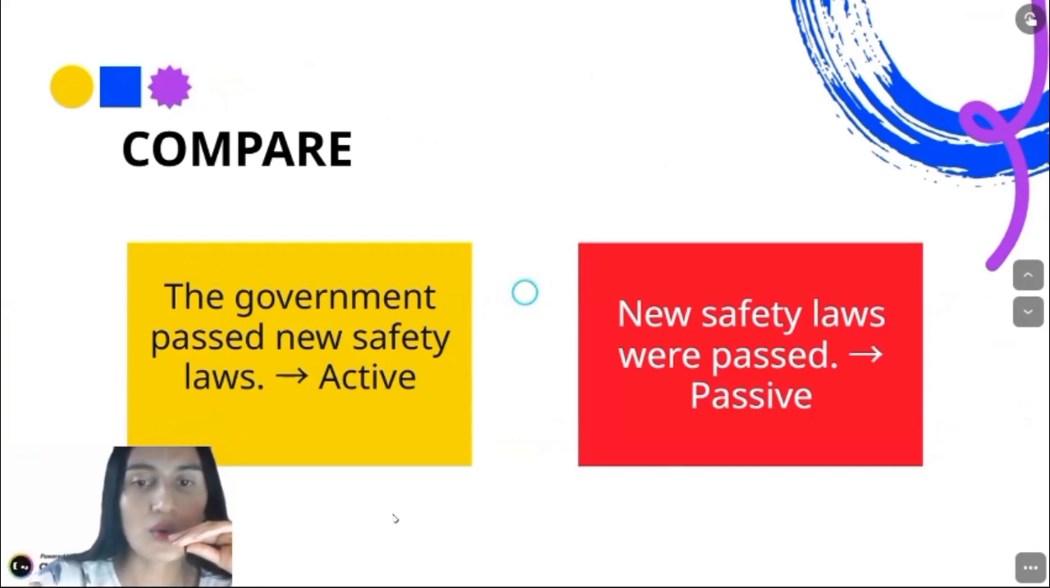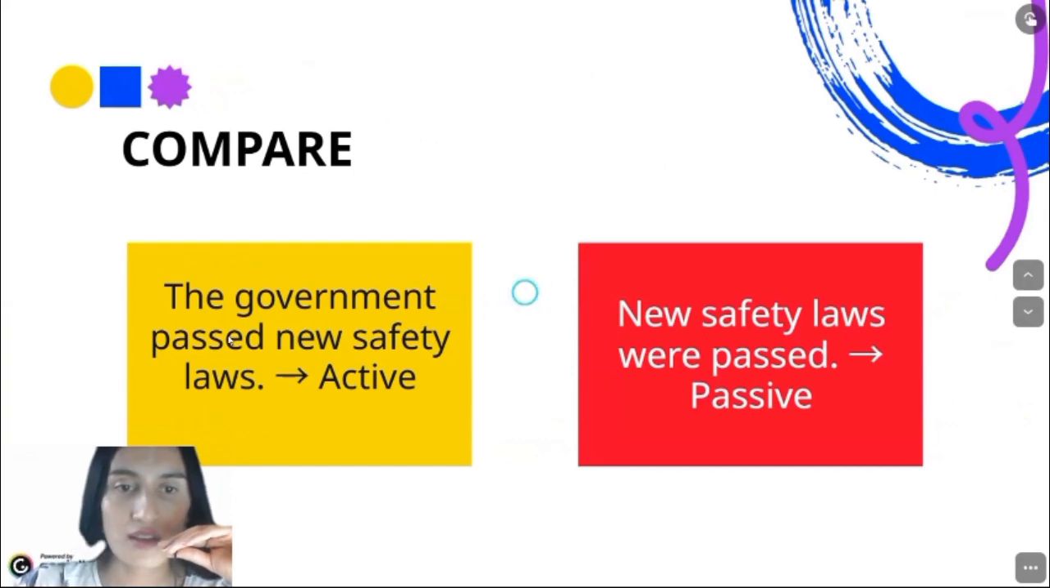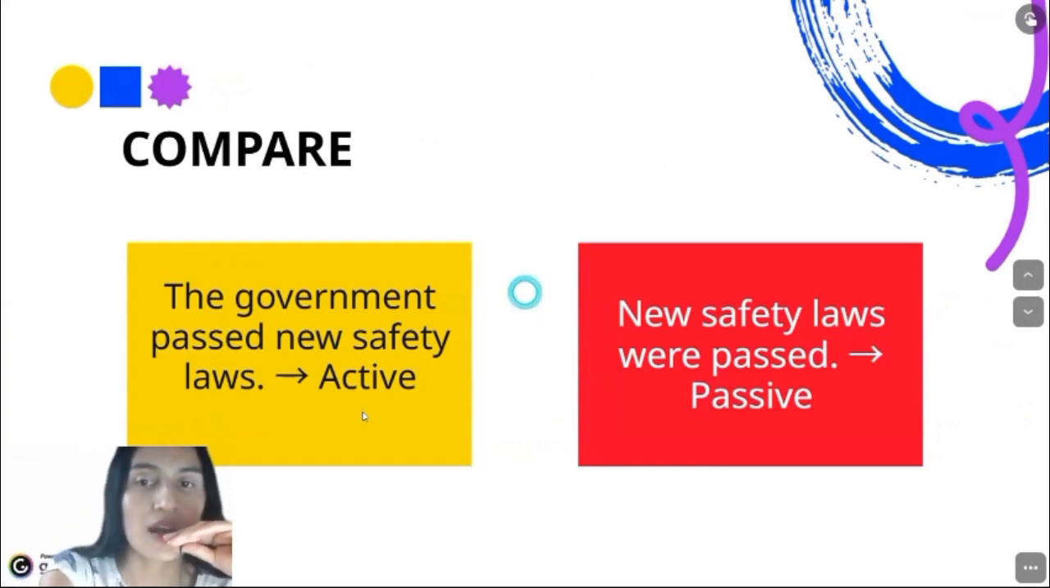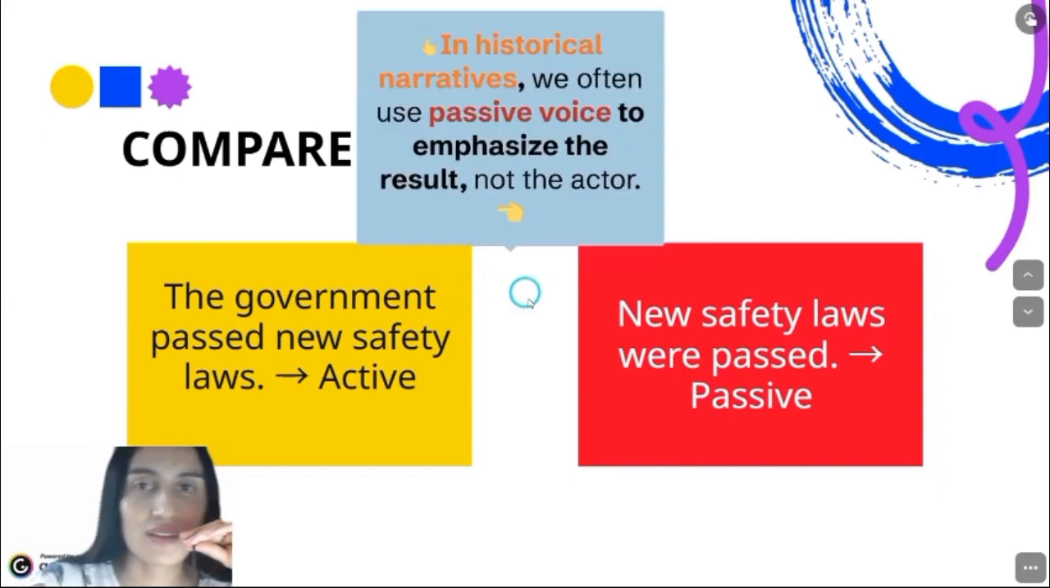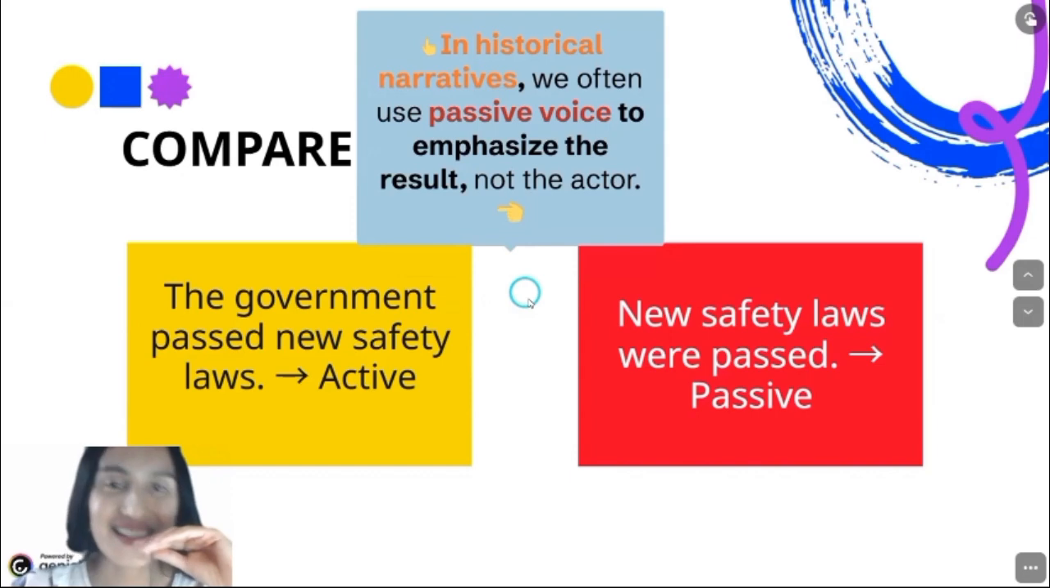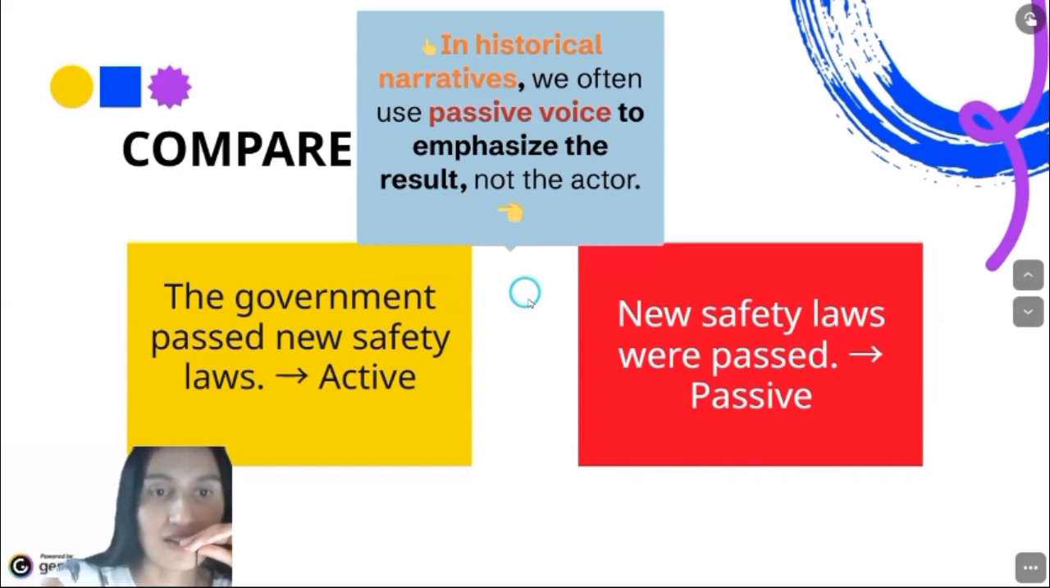So now you have to compare these sentences. The government passed new safety laws. That is an active one. And new safety laws were passed. That is in the passive voice. So as you know, in history narratives, we often use passive voice to emphasize the result, not the actor.